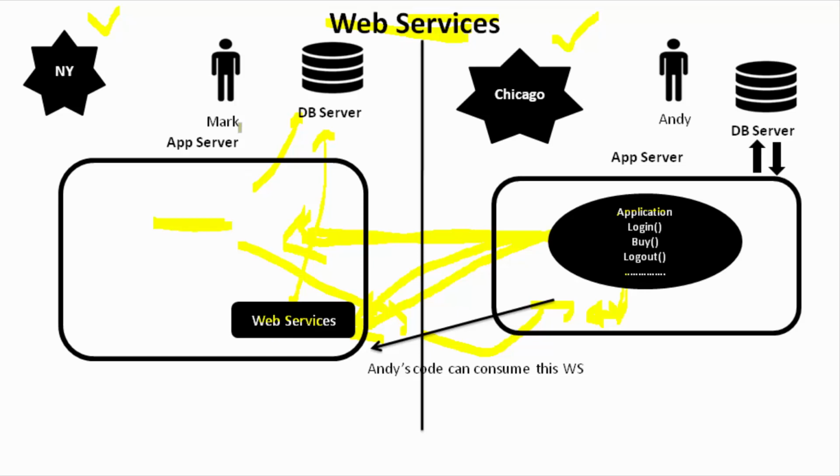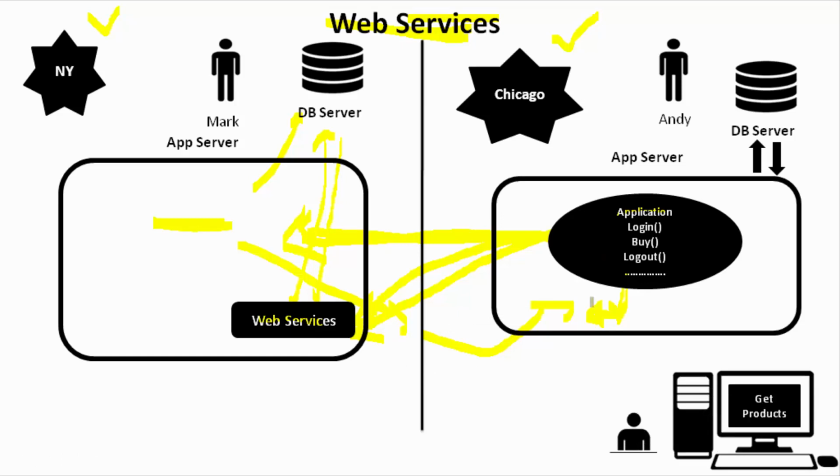The code will be executed on Mark's infrastructure. The code will not be executed on Andy's infrastructure. Which code? The get products. All Andy has to do is to make a call to this web service, which is the get products, and once the request is received by this web service on Mark's infrastructure, the code will run on Mark's app server itself, and if required it will make a call to Mark's database server itself, and the response will be sent back to Andy. So you see now.